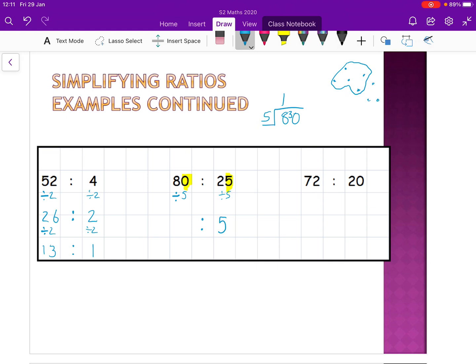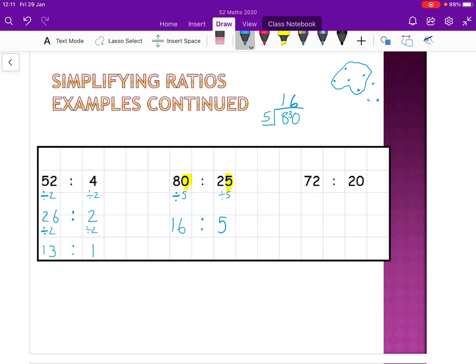The next one is, how many groups of 5 are there in 30? Well, that's a times table again. If you look at your 5 times table, 5 times by what gets you 30? 5 sixes. So I'm going to put 16 as my answer here. 80 divided by 5 we now know to be 16.